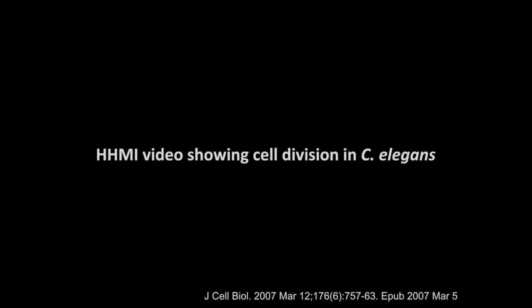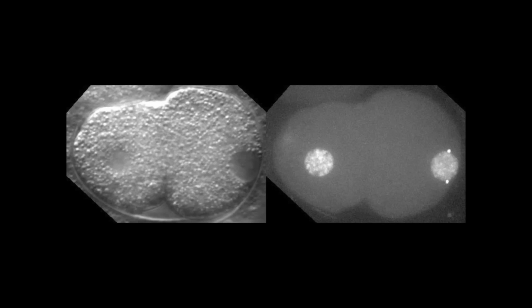Now I'm going to show you an HHMI video showing cell division in the C. elegans embryo. The image on the left, you will see, shows the morphology of the cells. The image on the right shows GFP fluorescence. And what is marked by GFP are the centrioles and the chromosomes.